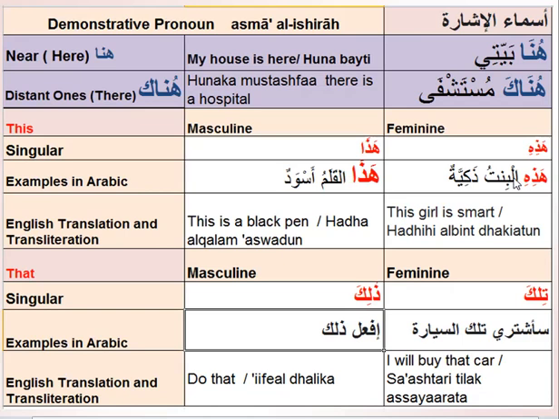So hazihi al-bintu zakiyatun. That means this girl is smart. Hazihi, this. Al-bintu means girl. Zakiyatun means smart. I have written the English transliteration and the translation here, for both masculine and feminine, in this row. Let's move on to that.